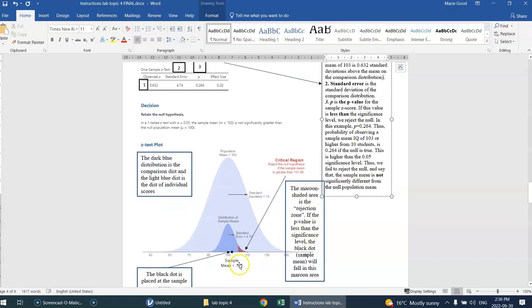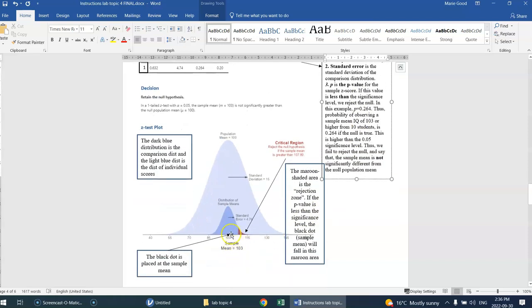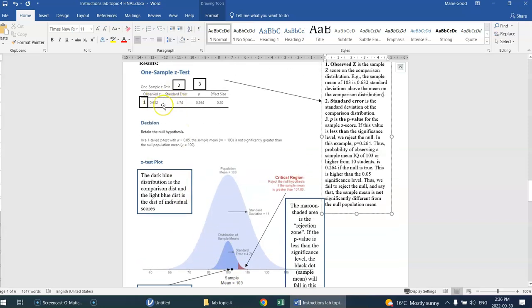The picture also shows the sample mean right here. It gives you a lovely little picture, and we talked about this in lecture. The dark blue distribution here is the comparison distribution, the distribution of means. The light blue distribution is the distribution of individual scores. And this sample dot here is 103, which is 0.632 standard deviations above the mean on the comparison distribution.